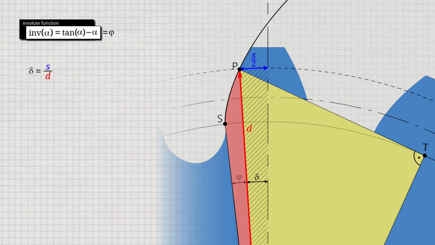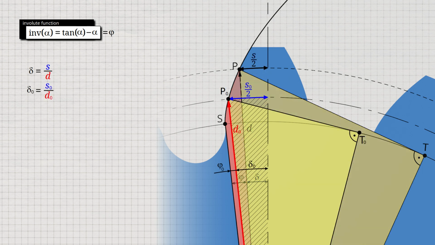Let us now consider the tooth thickness S0 on the reference pitch circle with diameter D0. The same relationship applies to the tooth thickness on this reference pitch circle. The parameters on the reference pitch circle are indicated by the index 0. The angle delta 0 is therefore the ratio of the tooth thickness S0 to the reference pitch circle diameter D0.